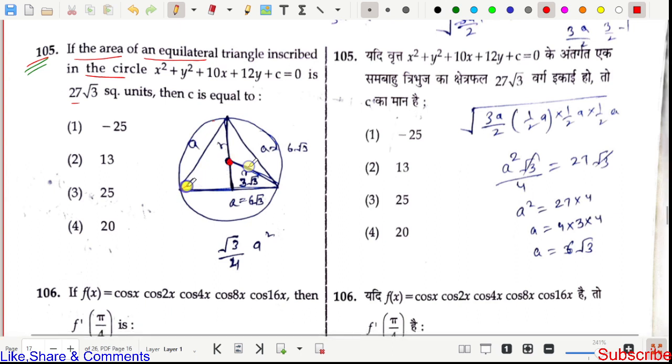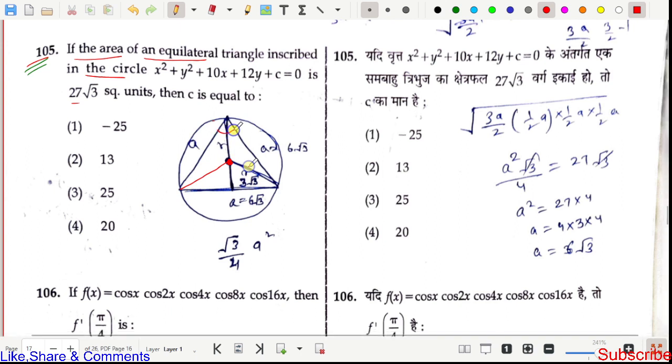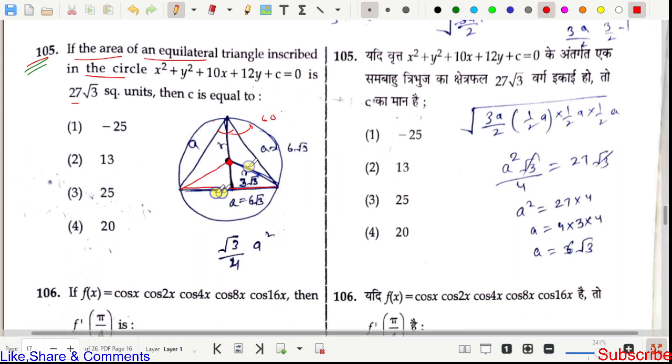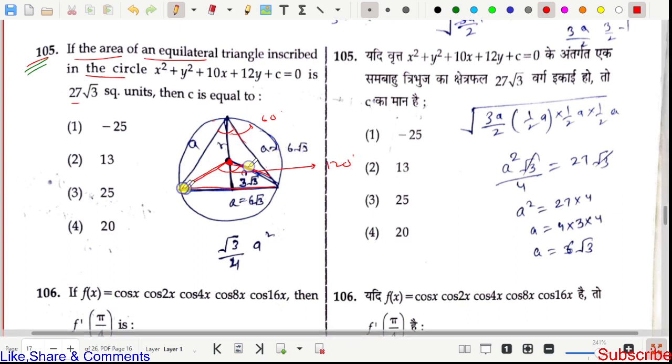If we draw this line, we know that the sum of all angles of a triangle is 180 degrees, so each angle is 60 degrees. This is an arc of a circle, this angle is formed on the rest of the circle, and this angle is formed at the center of the circle. So obviously this will be double of this. That means this angle will be 120 degrees, no doubt.